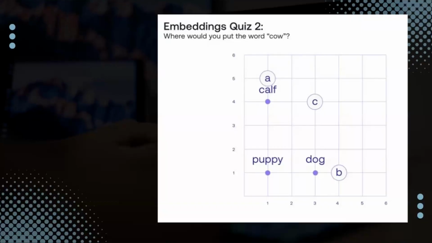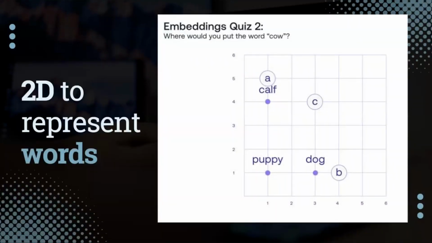Okay, so where does cow go here? Is it at A? Is it at C? Is it at B? A, wrong, C. Okay, crushing it. You guys are crushing it. It's C. And the reason is because puppy is to dog as calf is to cow.